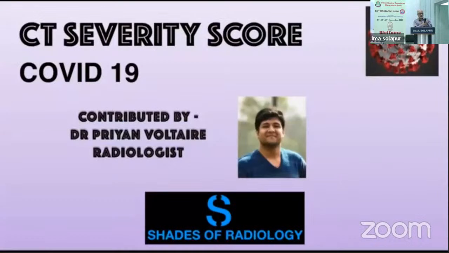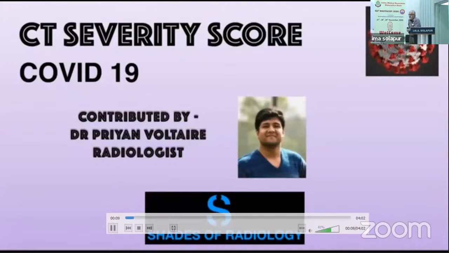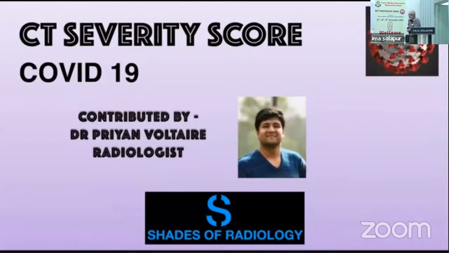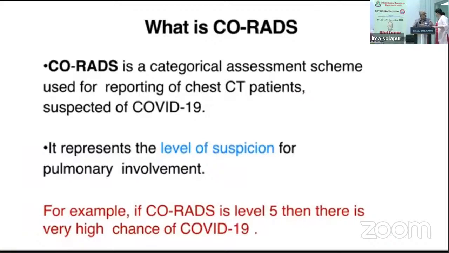Hi, welcome back everyone. Today let us see the CT severity score of COVID-19 on chest imaging. I would like to thank Dr. Priyan for making a simplified PowerPoint for this CT severity score. So before going to CT severity score, what is CO-RADS? CO-RADS is a categorical assessment scheme for reporting of CT chest of patients with COVID-19. It represents only the level of suspicion, but not the severity of COVID-19 infection. For example, if the CO-RADS level is 5, it indicates that there is a very high chance of COVID-19 infection, but it does not indicate the severity.